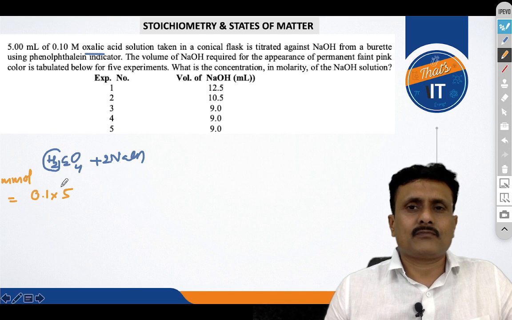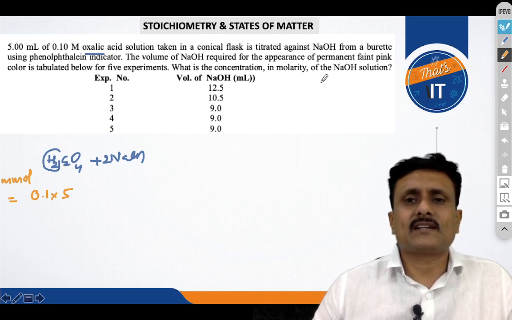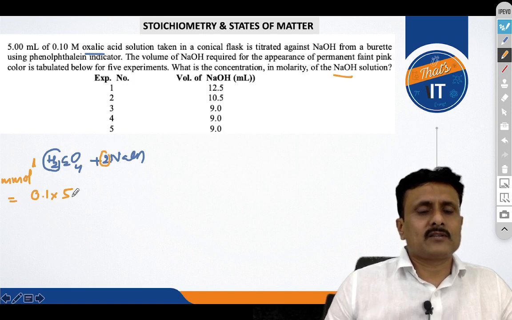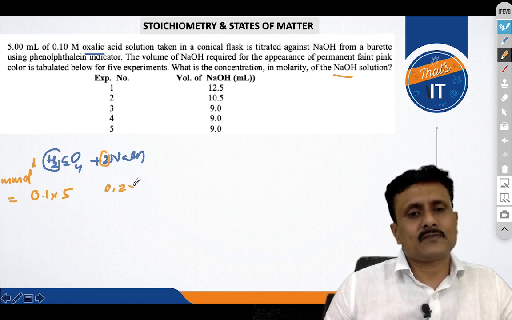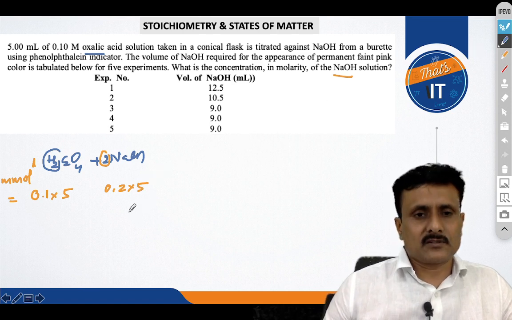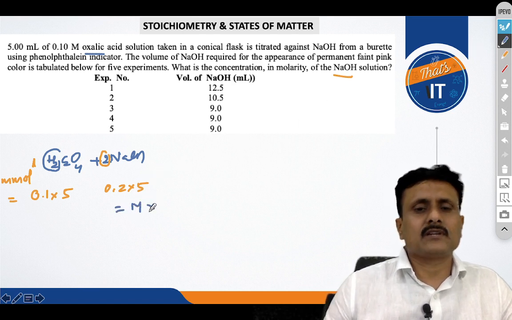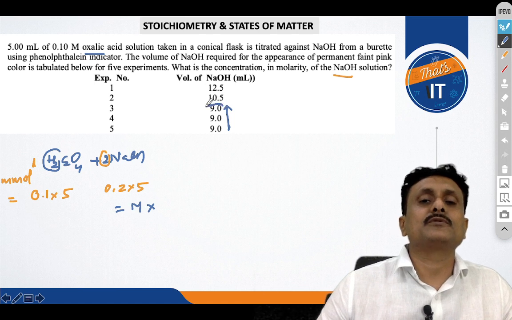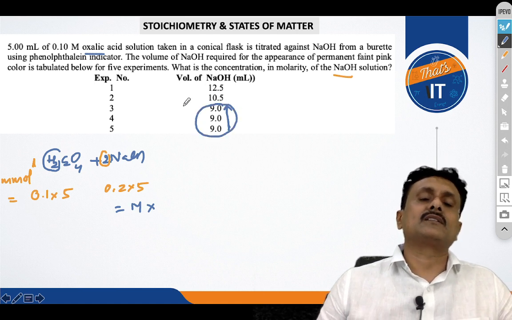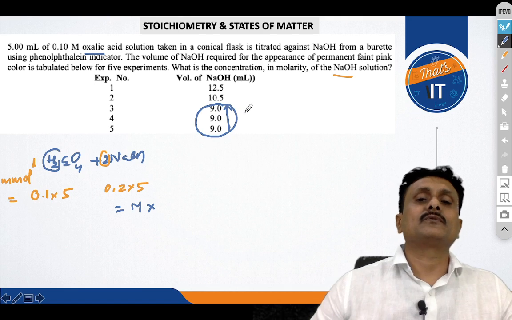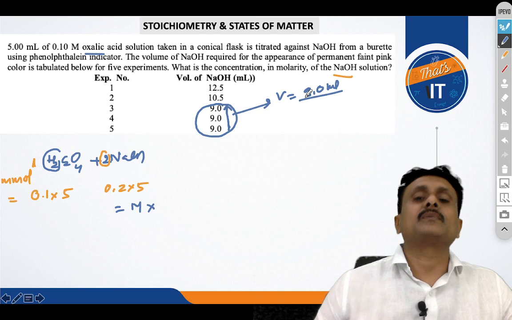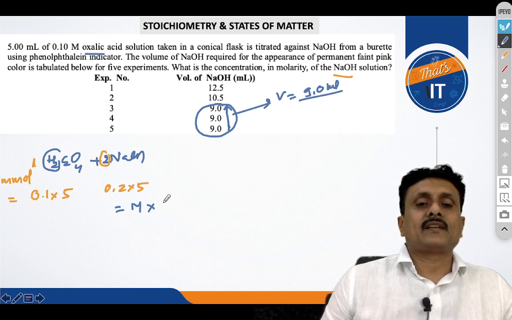Now what is it that you need to find out? Molarity of NaOH. It's a very simple question. 1 mole giving rise to 2 moles. So 0.1 into 5 millimoles gives rise to 0.2 into 5 millimoles of NaOH, which is equal to molarity of NaOH into volume of NaOH. You can see that for 3 successive values of the NaOH, the solution remained constant for the indicator or end point. So for the constant values, the volume at the end point is 9 ml.